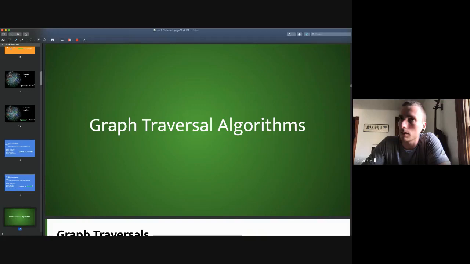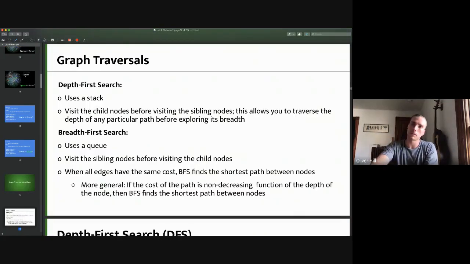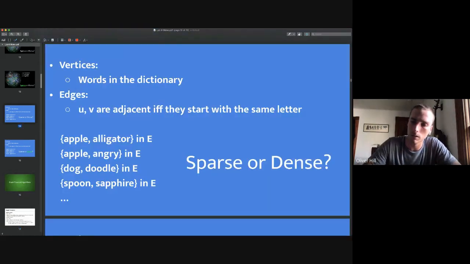Graph traversal algorithms. So y'all have done a bit of this. We have depth first search and breadth first search. Depth first search, we use a stack. O of V for the degree of a single node.